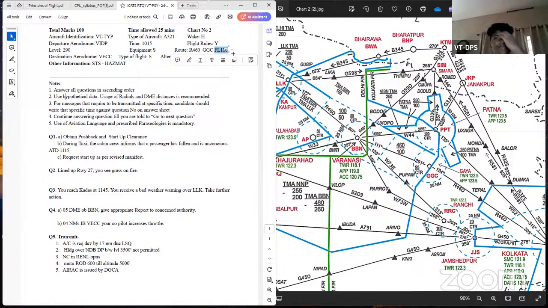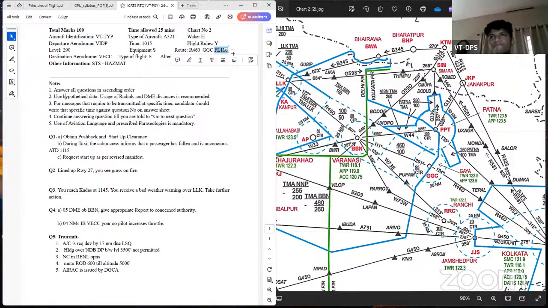Passing flight level 150. Okay, sir. What 150? There's no 150 here. Yes, sir. Changing from IFR to VFR. Canceling my IFR for VFR. Request descent to flight level 110 over Gaya. This would be your call, if you are going to make a call.